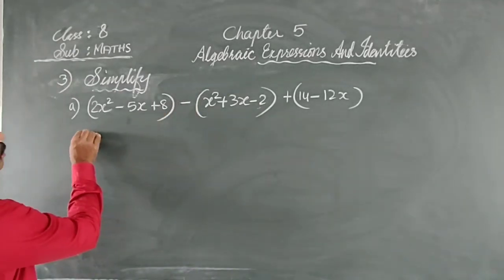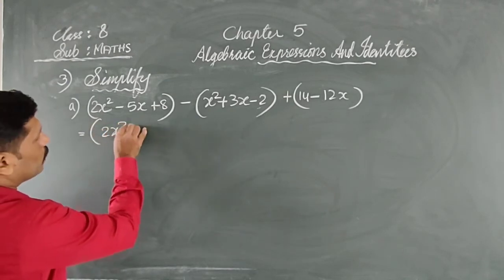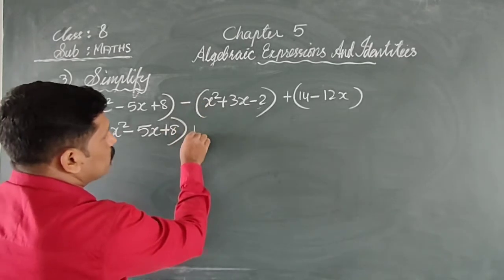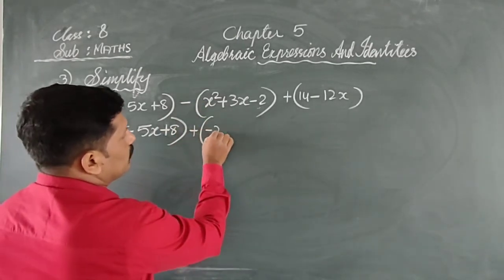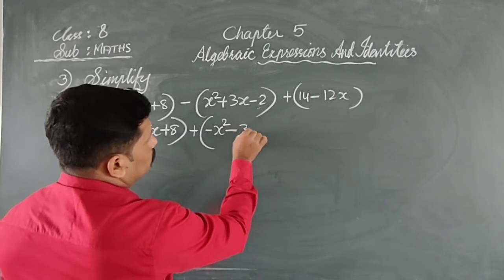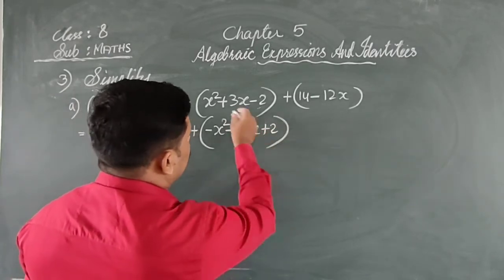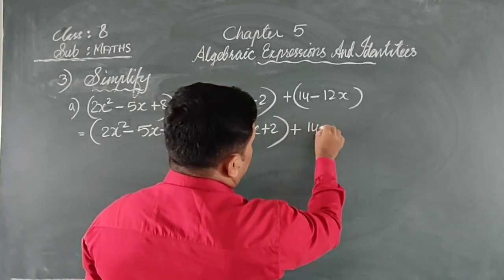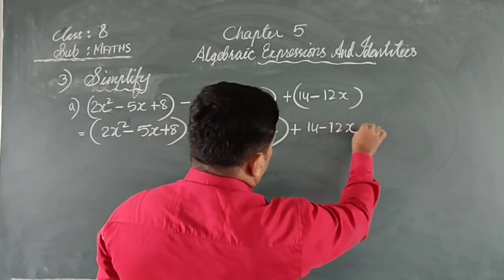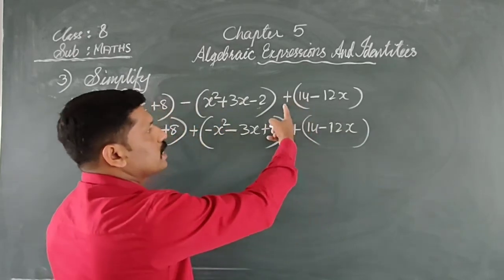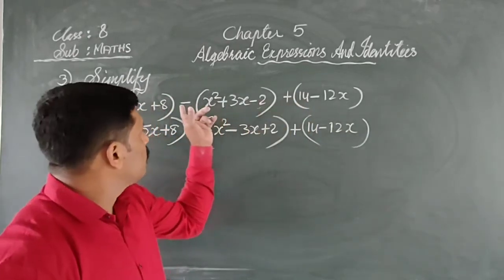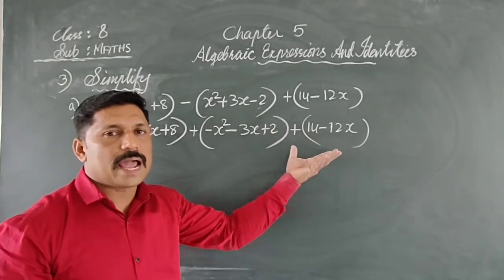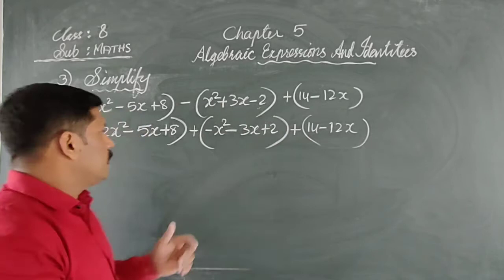So here I am going to rewrite the question. 2x square minus 5x plus 8, and the subtraction means addition. Then all the symbols change. Here just the opposite symbol will become, and plus 14 minus 12x. Here the symbol will not be changed because it is addition. Where there is subtraction, there only we change the symbol. Okay, now this is changed to addition. Now we can select the like terms from the 3 numbers and then we add them.